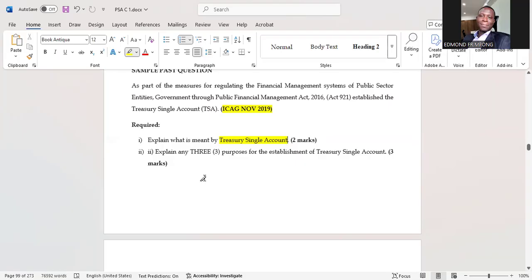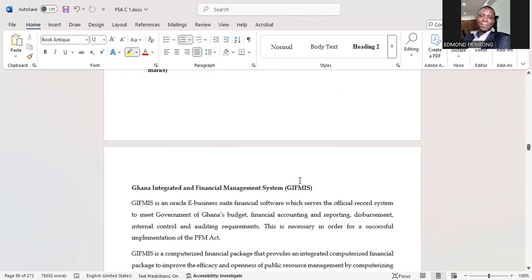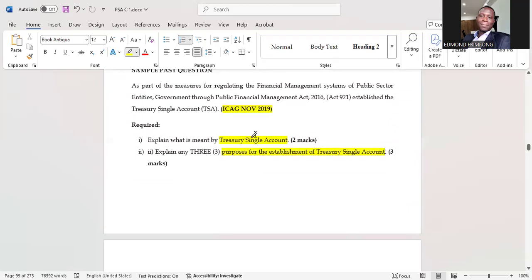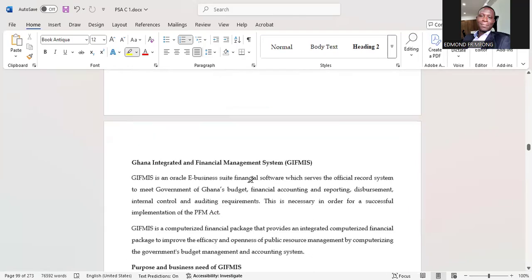We are required to explain three purposes for the establishment of Treasury Single Account. For how many marks? For 3 good marks. If you get this 5 marks, aren't we left with 45 marks to be called chartered accountant? Isn't it? So that is something. Yes.